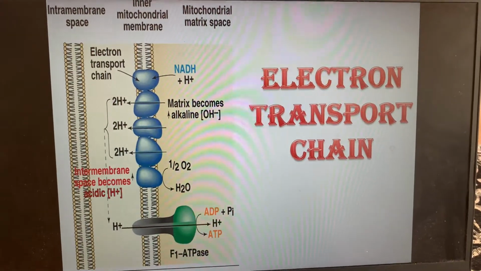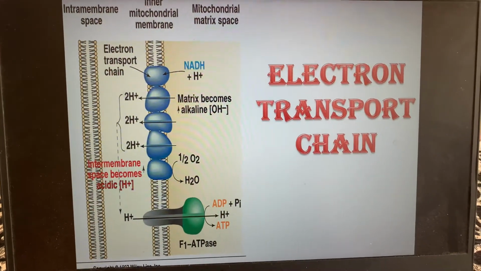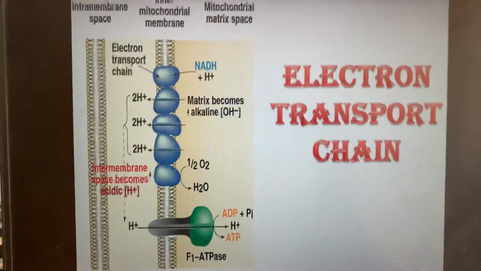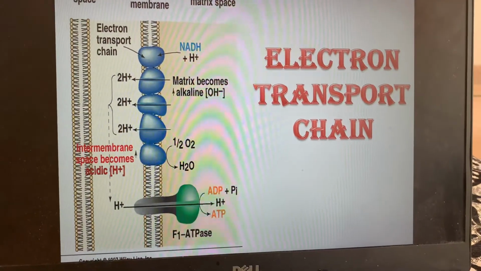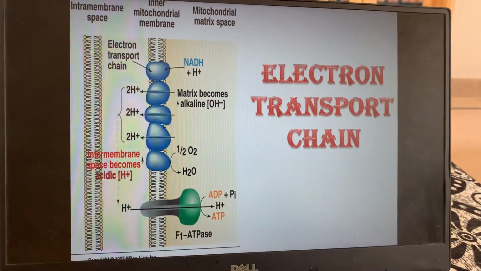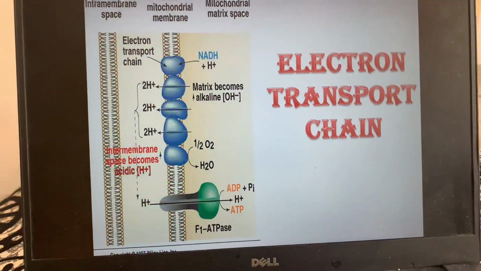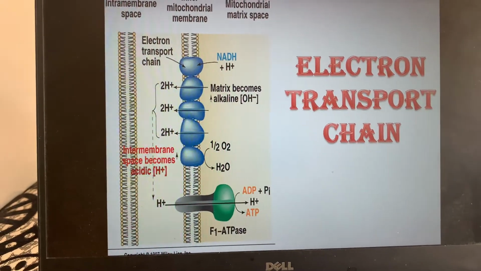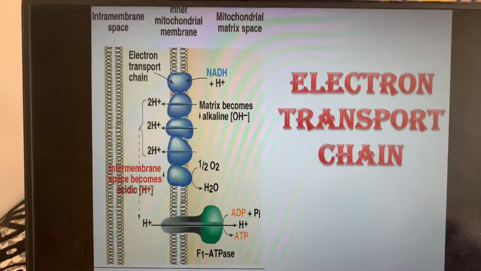Now we will talk about electron transport chain. That is one of the course content in your biochemistry syllabus, and we will talk about electron transport chain, or ETC, in continuation with glycolysis, Krebs cycle, pentose phosphate pathway, and this is the last or final step in the glycolysis continuation chain series.